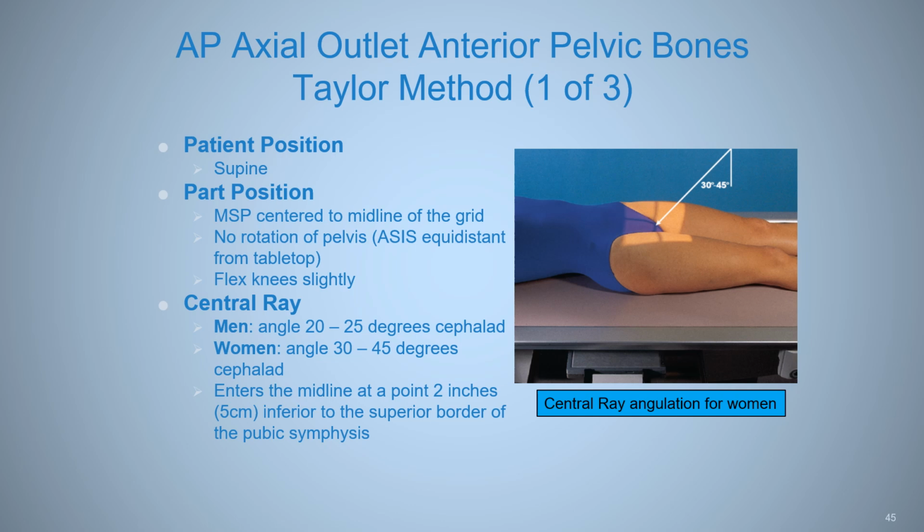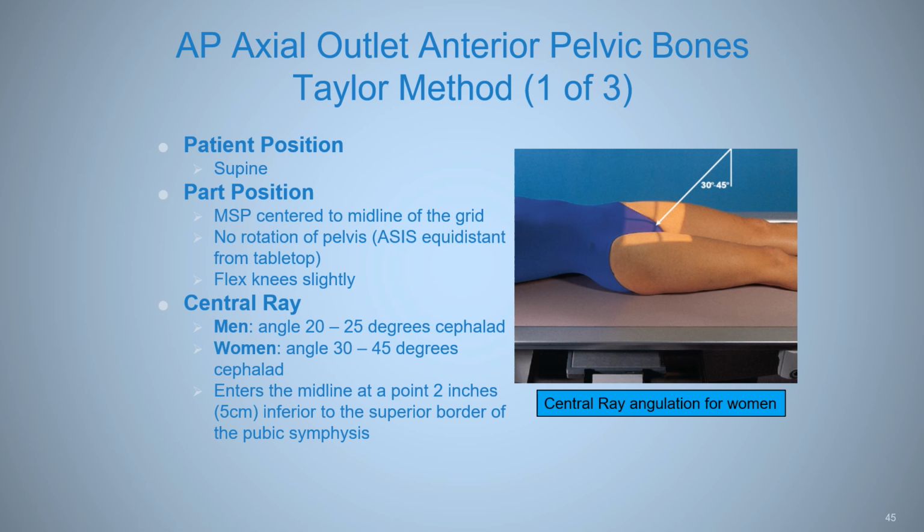Okay, and so you want to position them like you're positioning for an AP pelvis. Make sure the ASIS to tabletop distance is equidistant for both the left and right ASIS. So square the pelvis up. Don't let them list to one side or the other. Okay. It says flex the knees slightly. That's just to make them, I think that reduces lower back strain, makes them a little bit more comfortable.